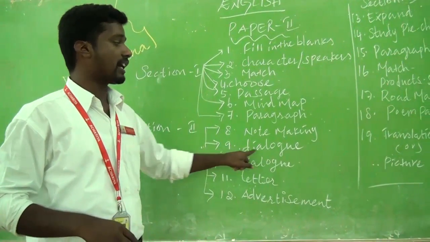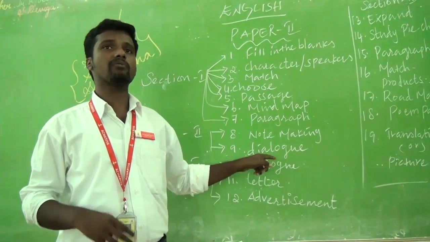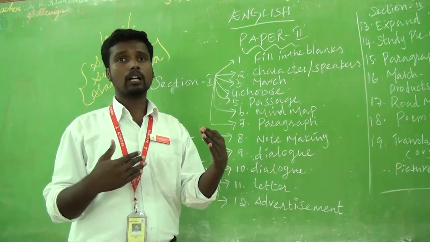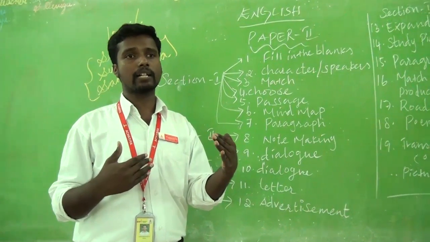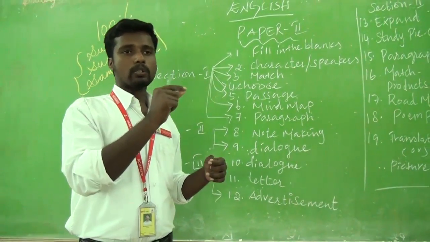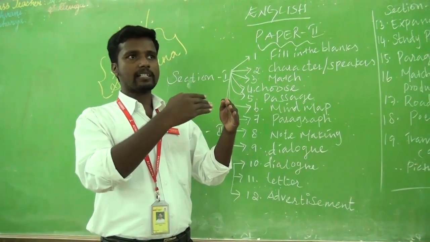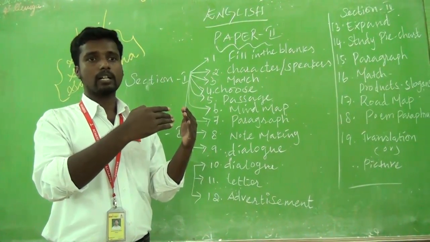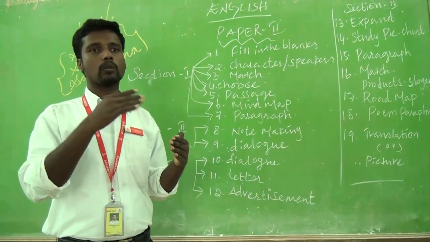Second, you can go for dialogue writing. Dialogue writing is very easy because the paragraph will be given, the question will be given there itself. So what you are supposed to do, for example, if it is a shopkeeper, seller or bookseller, whatever is given, you have to read the question one or two times.